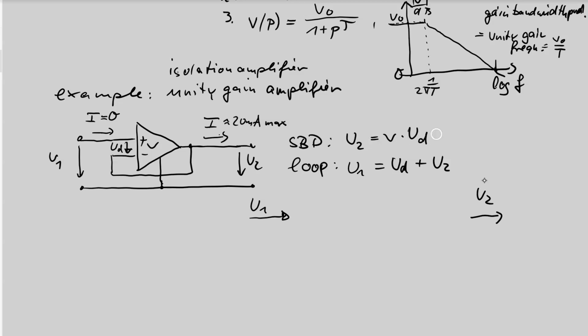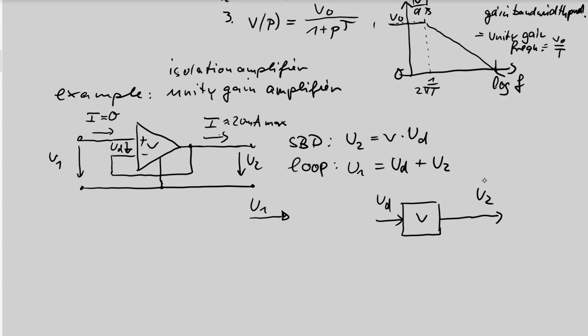The first equation can easily be drawn. This is just a block with input UD. It's the operational amplifier with gain V. U2 is the transfer function times UD, and V is the transfer function. UD times V gives U2. So the first equation is simply this block.